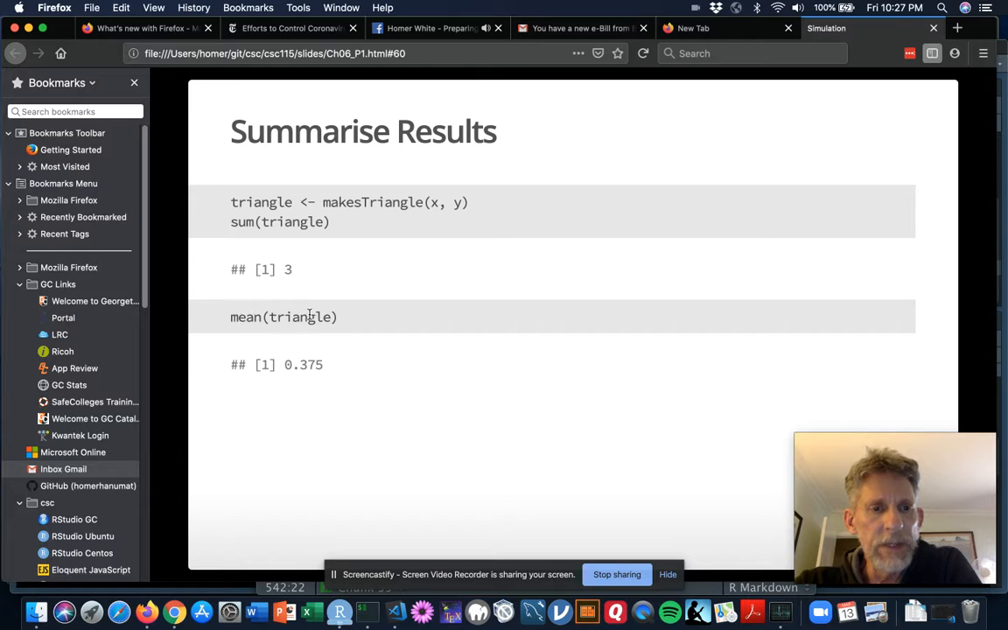If you take the mean of triangle, then you're dividing that three by the length of triangle. You're dividing three by eight, 0.375, three out of eight. That is our best guess right now at the probability that when you randomly break a stick that's 1 foot long into two places, you'll get a triangle: 37.5%.